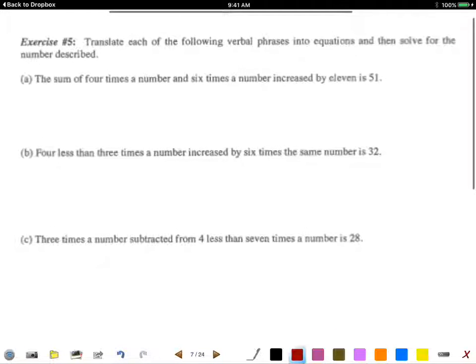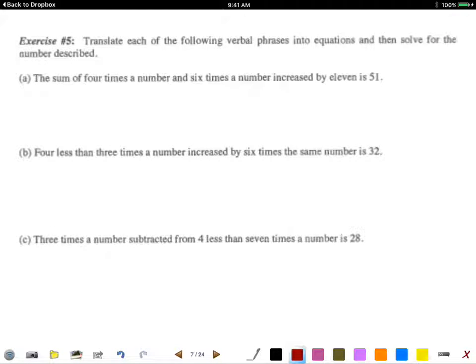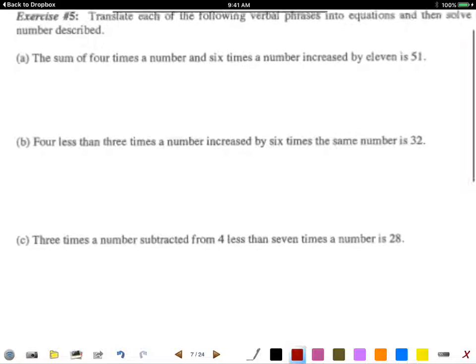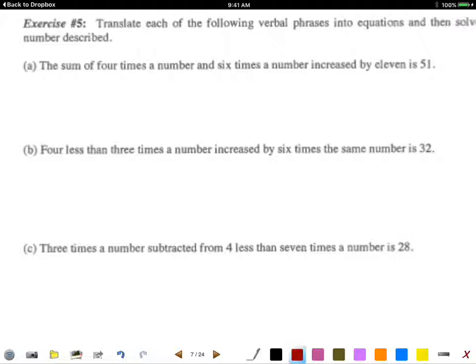It says translate each of the following verbal phrases into equations and then solve for the number described. All right, the sum of 4 times a number and 6 times a number increased by 11 is 51. So 4 times a number, that would be 4x, the sum of, so we're adding that with 6 times a number, 6x, increased by 11, plus 11, equals 51.